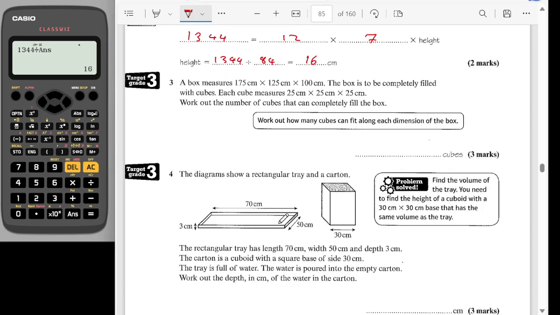Okay, question 3. A box measures 175 centimeters by 125 centimeters by 100 centimeters. The box is completely filled with cubes. Each cube measures 25 by 25 by 25. Work out the number of cubes that can completely fill the box.